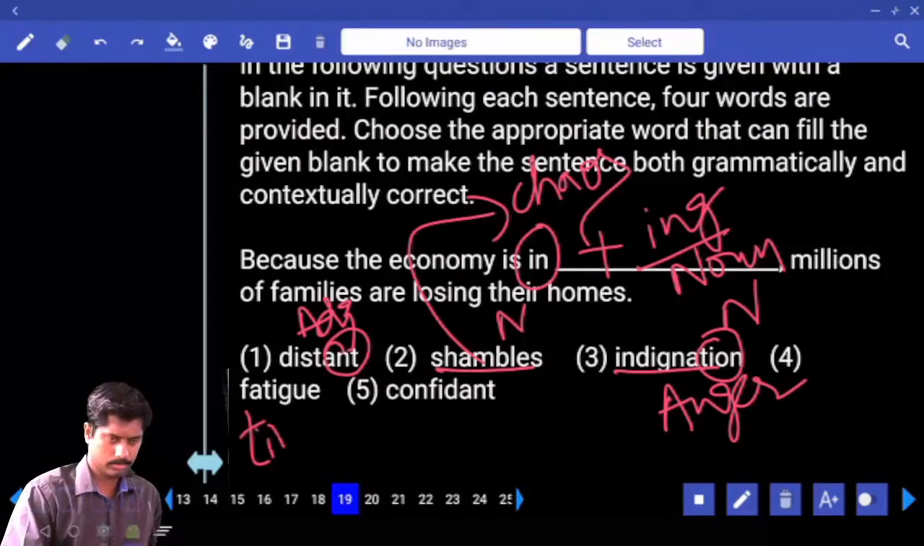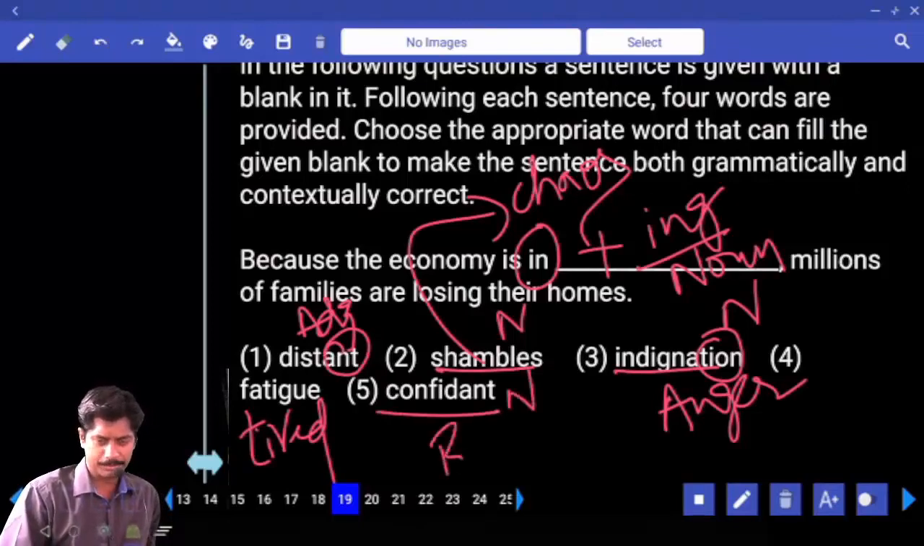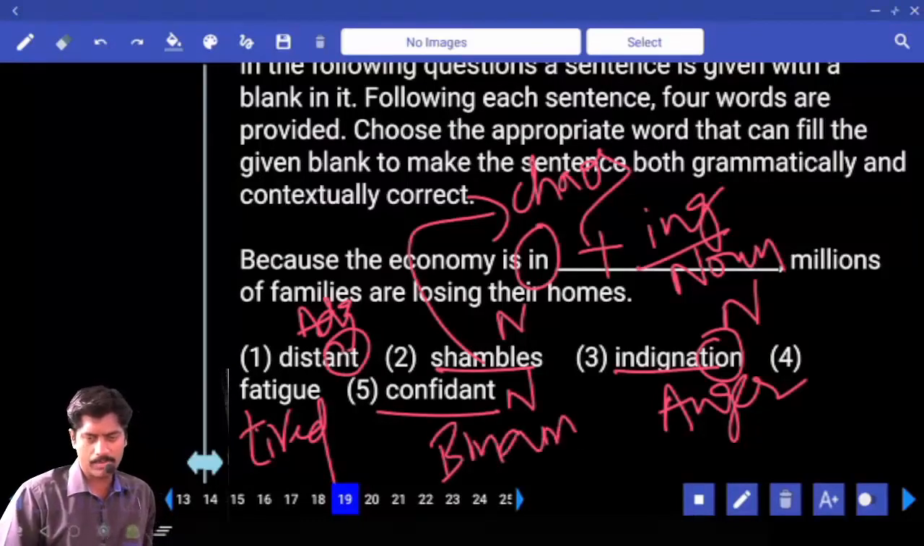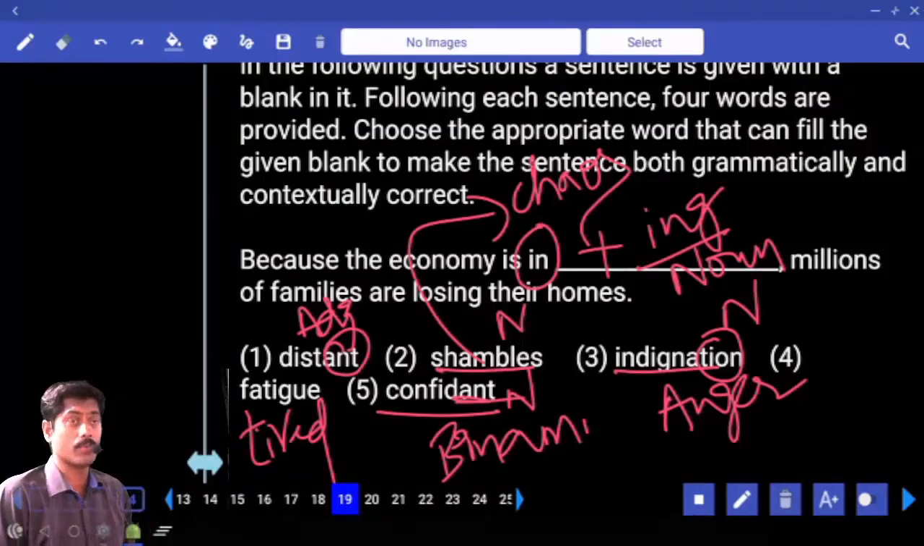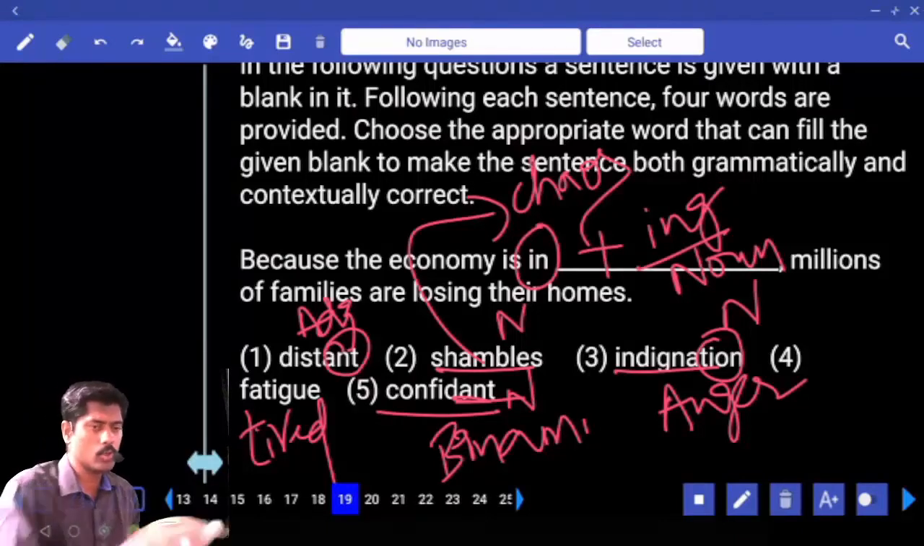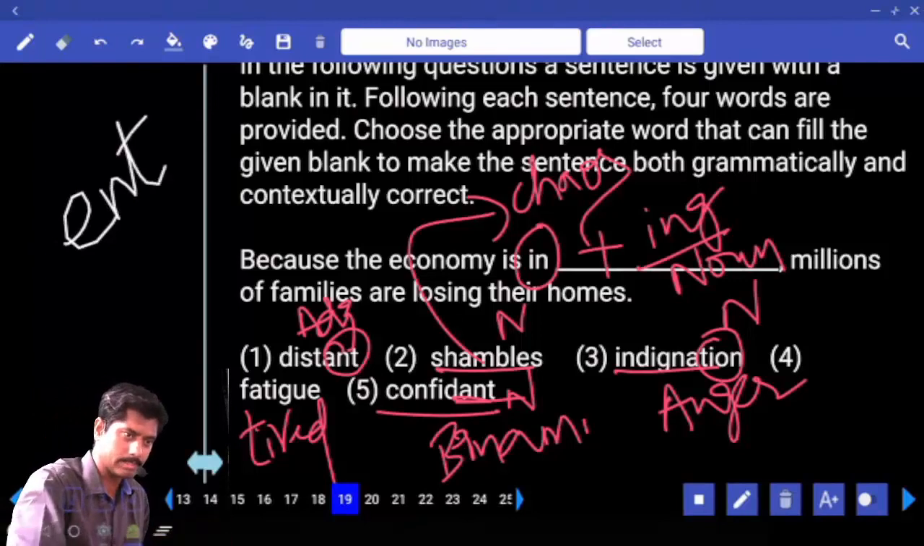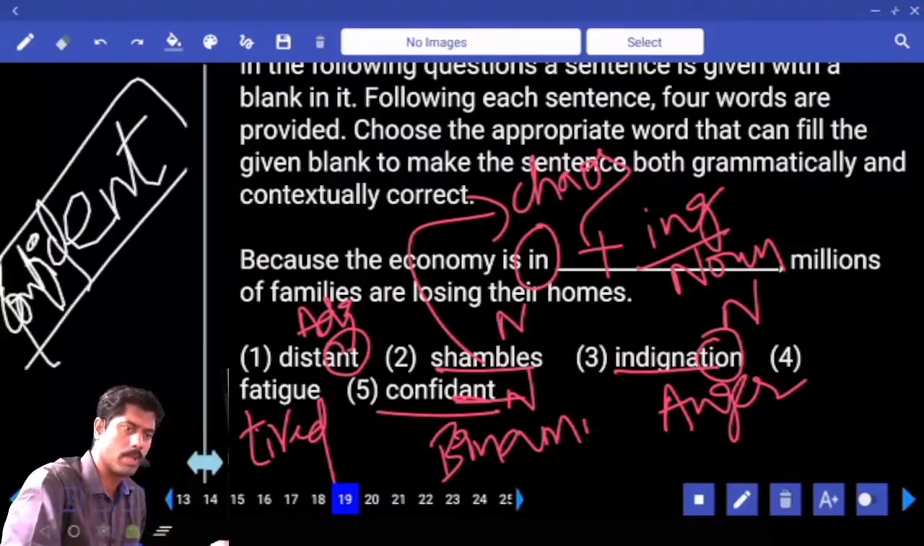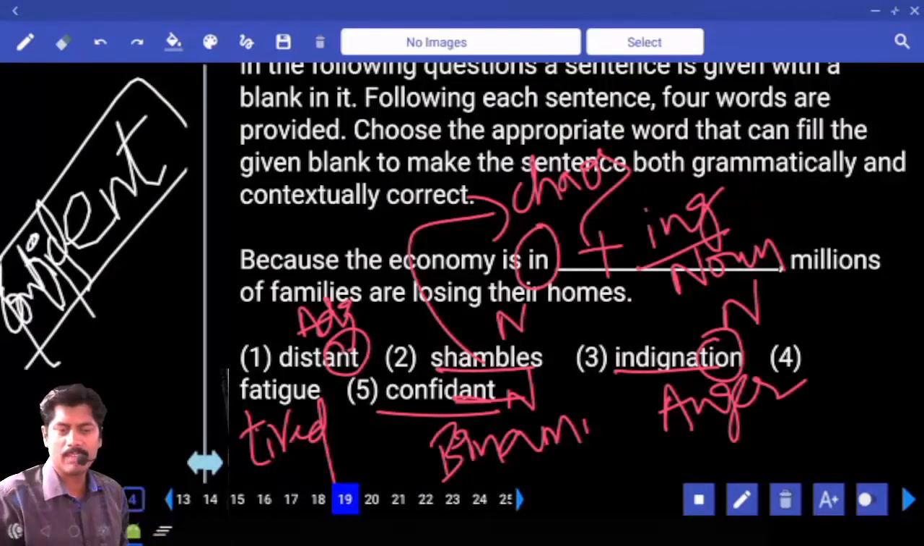Fatigue, tired, adjective. Confident, noun. Confident is called an adjective. See, ant is adjective, ent is confidence. Remember, there's a difference. Confident, confidence. During the interview, you must be confident. You need this during the interview to perform well. Politicians have this fifth one, confidence, means whom we trust more.